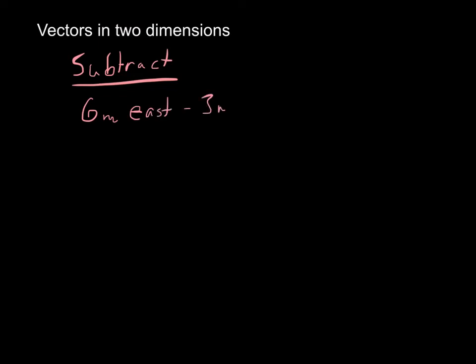So now we want to look at a case where maybe we would subtract vectors. So in the last case we had 6 blocks east and 3 blocks north, and we added those together using our head to tail, so maybe now we'll subtract them. Okay, and I'll call them meters in this case, so maybe 6 meters, and we went east, minus 3 meters north.